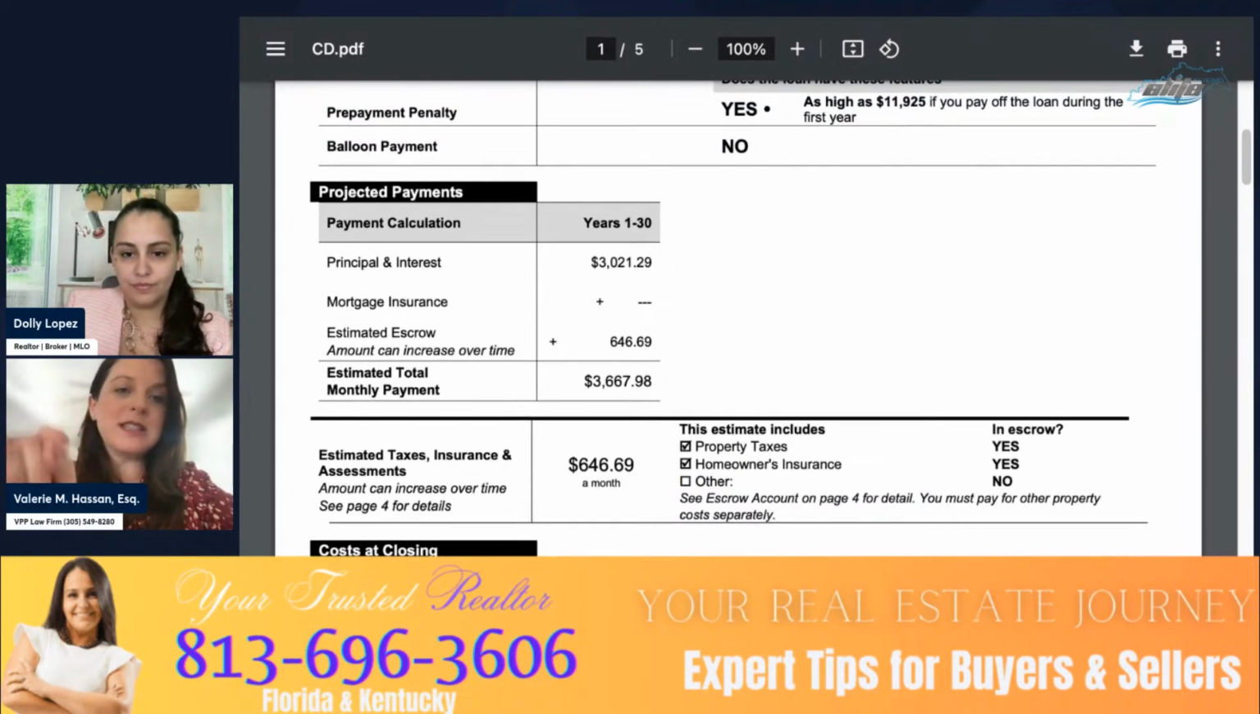And how do we know it's going to be the same? Because it says payment calculations in gray. It says years 1 through 30. So that's how we know that for 30 years, that's going to be our fixed payment.